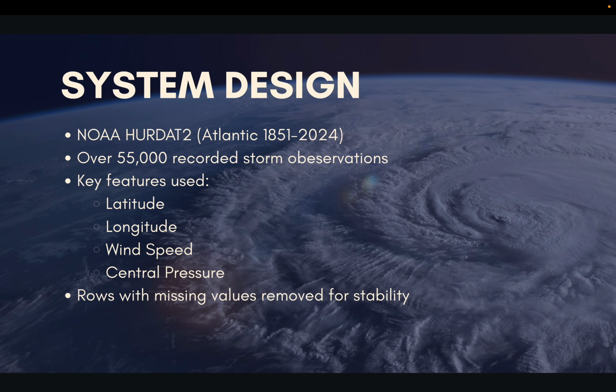Because of these real observational data, it comes with some challenges. Older storms often don't have pressure recorded, and some records use placeholders like negative 999 for missing values. To make this usable, we first parsed the raw text into columns and then dropped rows with missing values in our key features, such as latitude, longitude, wind, and pressure. After cleaning, we ended up with about 24,000 usable observations, which was enough to train and evaluate models reliably.